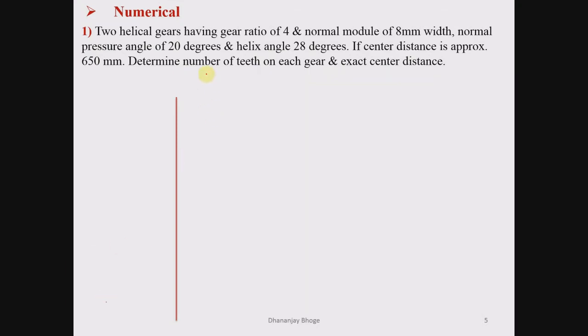Okay, now we will extract the data from problem statement. G is equals to 4. G is the gear ratio, which is given as 4.